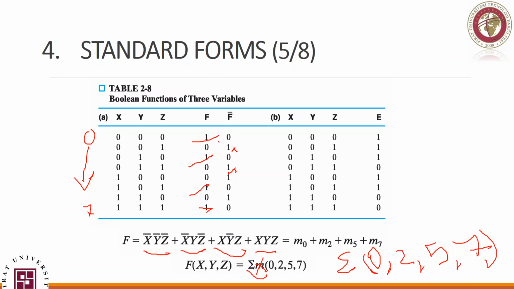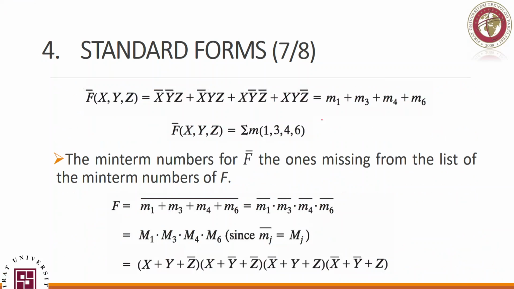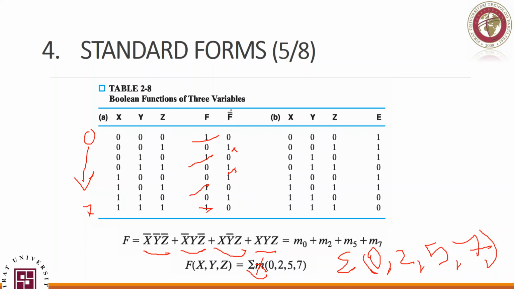I can do that. Or if you don't like it, you take the inversion of F, then you apply literally the same concept. Let's see, here what will F bar be equal to? M1 plus M3 plus M4 plus M6, which is X bar, Y bar, Z, or X bar, Y, Z, or X, Y bar, Z bar, or X, Y, Z bar, like this, exactly. And then this is the sum of terms, but we have to invert it. Why? Because here we have F bar, so we need to get it back to F.